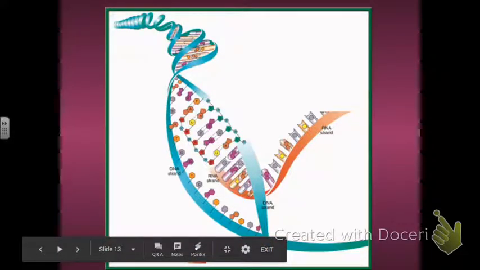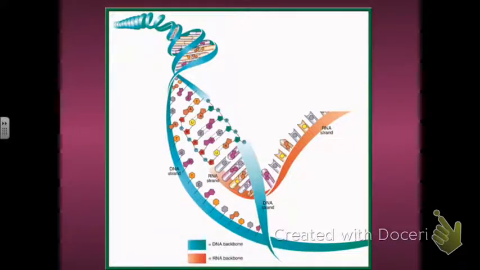This is a different illustration kind of showing the same thing where you have the DNA separated out and then you're building the messenger RNA that's complementary to it. It shows the base pairs there, A's to U's, and then C's to G's, of course.